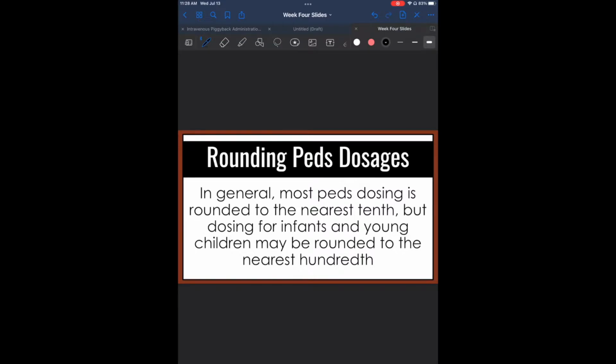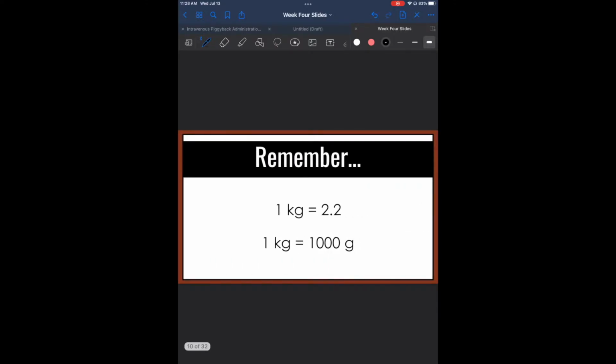Also remember that all heights and weights have to be rounded to the nearest tenth if your answer is going to be just the weight. So 2 biggest things to remember for this: 1 kilogram is 2.2 pounds and 1 kilogram is 1,000 grams. There is a worksheet posted in Canvas that is just a weight conversion refresher. So at this point, pause the video, go work on that, check your answers, and make sure that you do have a good understanding of how to convert your weights before we move on.